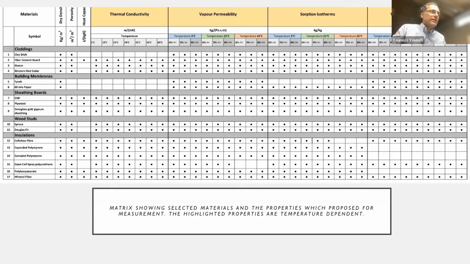So these are the list of materials and the properties that you see at different relative humidities and temperatures. So we had them tested at 3 relative humidities, 50, 70, and 90%, and 3 different temperatures, 3 degrees centigrade, 21, and 45 for the moisture performance. For the thermal performance, actually, we went through 5 or 6 temperatures, from 5 to 60.